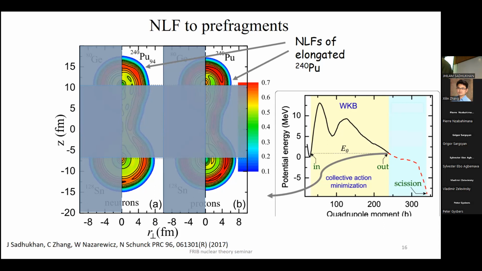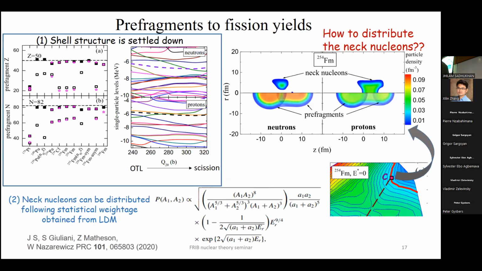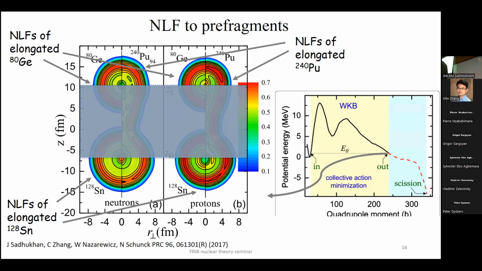And then we calculate localization for these systems, and here we can see that the localization of this fragment is really matching with that of 240 plutonium, especially in this outer part. So it actually confirms that this type of structure is really formed well before the scission at this outer turning point. So this gives us the idea that we can really use this type of structure to identify the fragments even without continuing the dynamics up to scission.